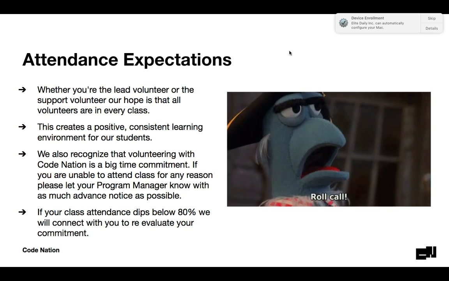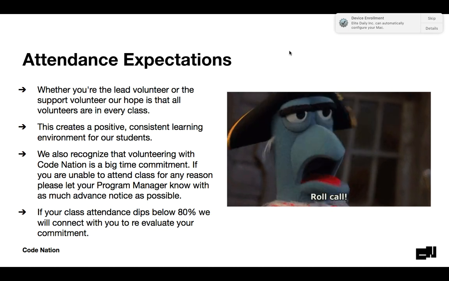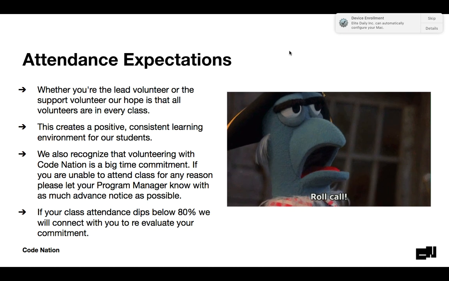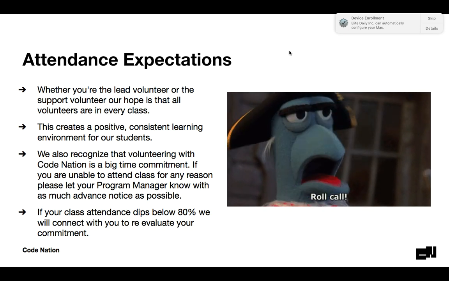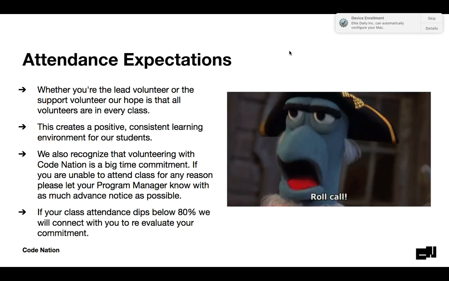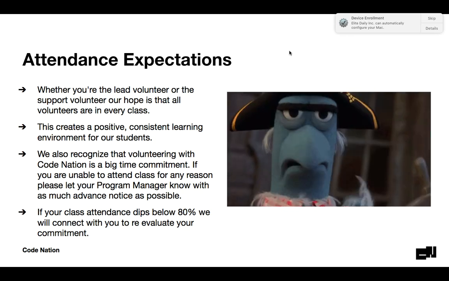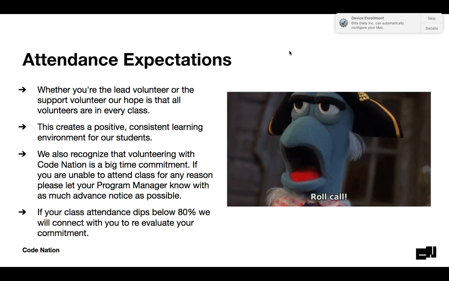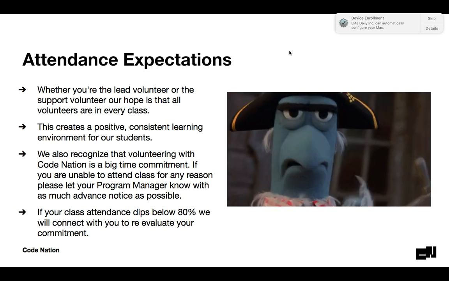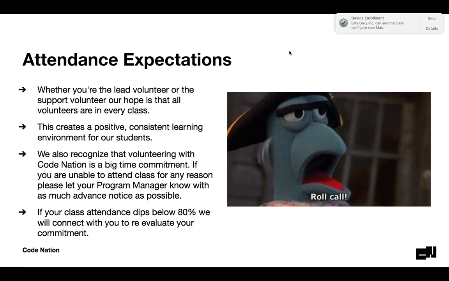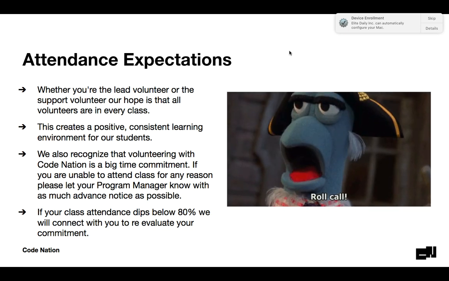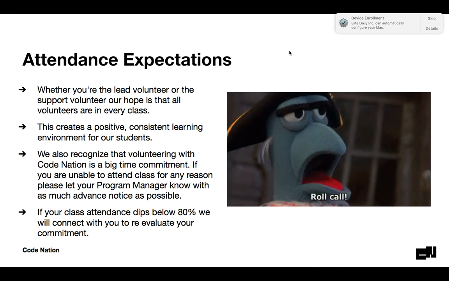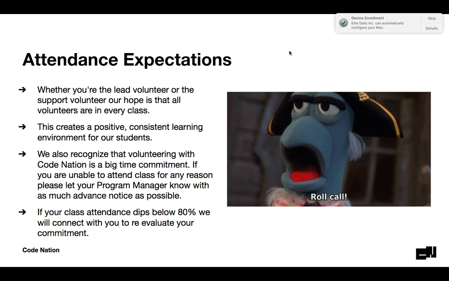So we recognize that you have other jobs and other obligations and responsibilities, and that you might be out. So really our attendance expectation is that you attend class at least 80% of the time, and that you have communication with your program manager about when you might be missing class. And if your attendance dips below 80%, then it'll just be a conversation to reevaluate your commitment and talk about ways in which we can help you attend class more, because you are such a valuable resource. This would not happen without your help. And we want you to be in class, so we'll look at ways that we can really help with attendance as well.